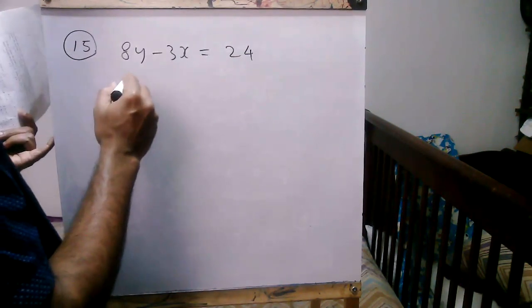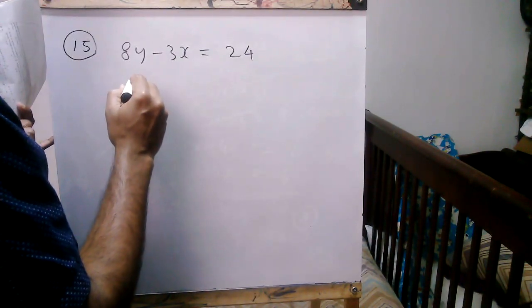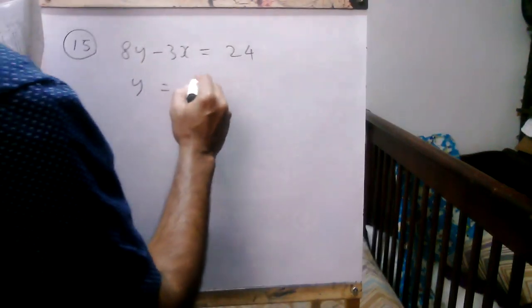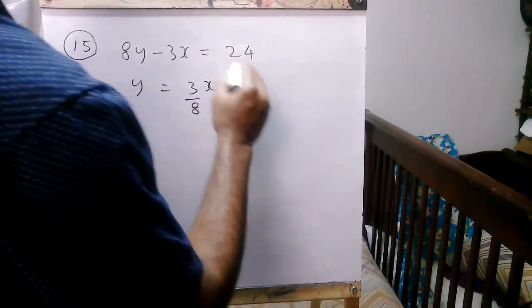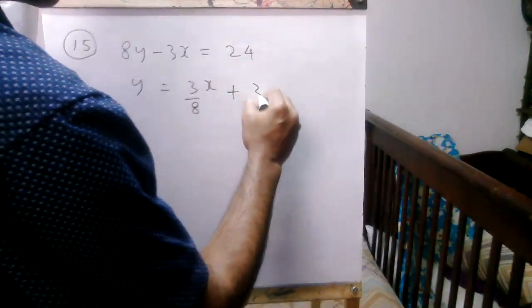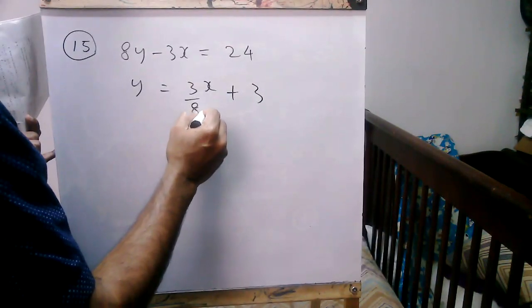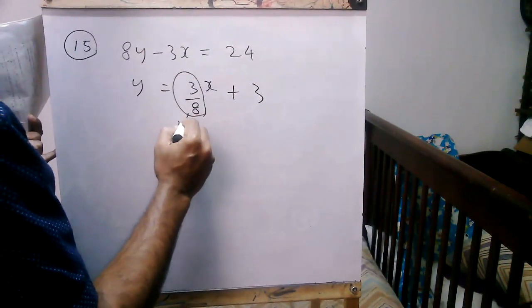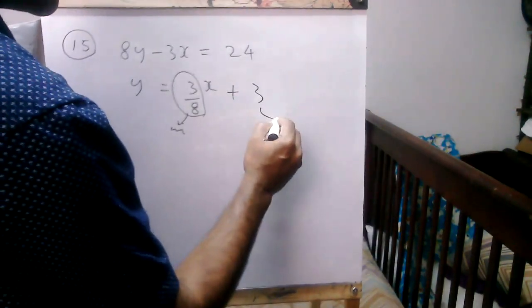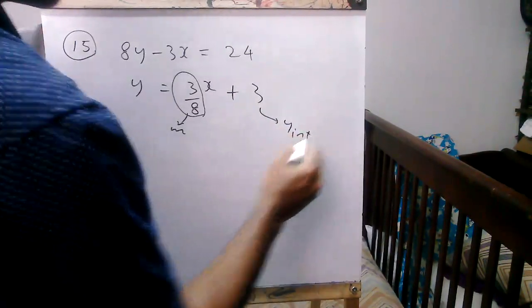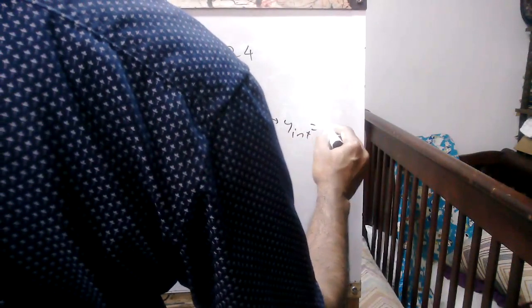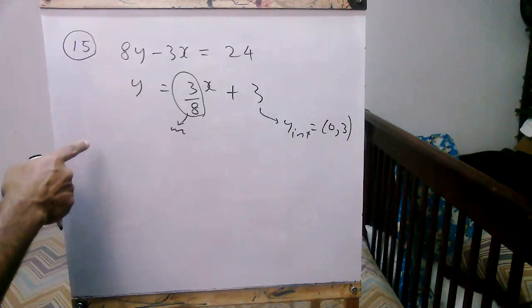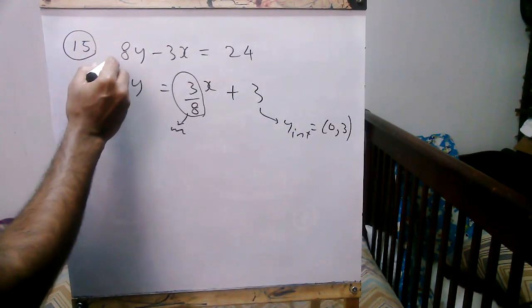Solve this for y, we get y equal to 3x over 8 plus 24 divided by 8 is 3. Then this is the slope, and this is the y-intercept. Y-intercept is 0, 3. We can get the x-intercept by setting y to 0.